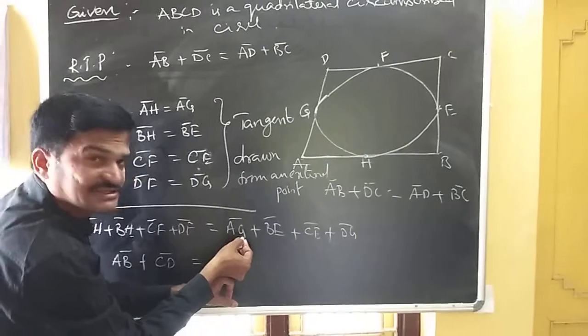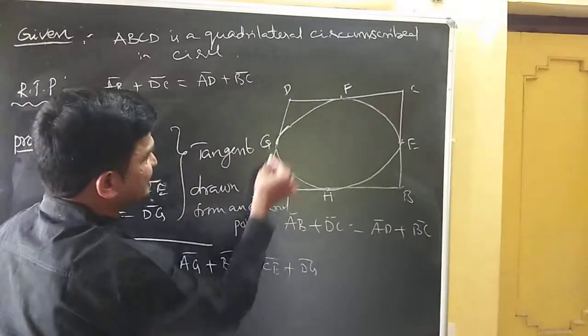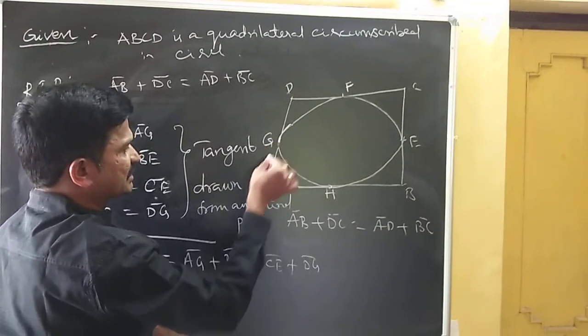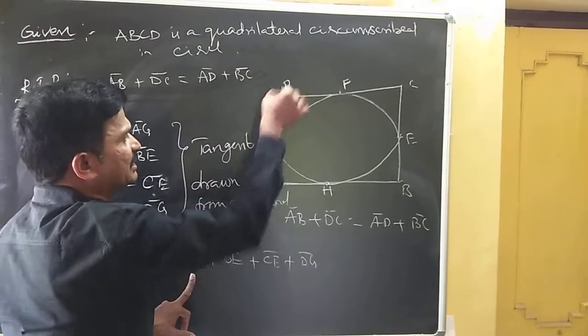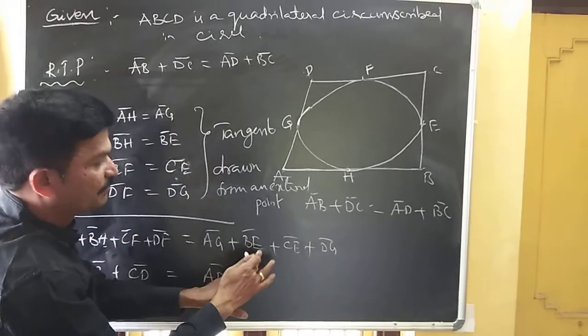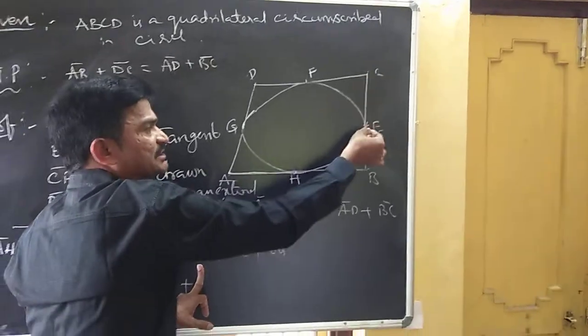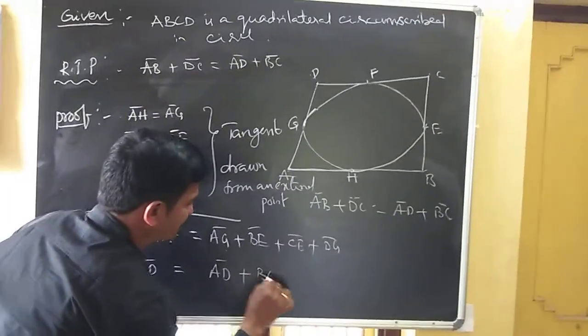Where the common letter is there, that one you have to observe. AG and DG. Where is AG? This is AG and this is DG. What is the sum of the lengths of AG and DG? It is nothing but AD, or not? AD plus BE plus CE. Where is BE? This is BE and this is CE. It is nothing but BC.